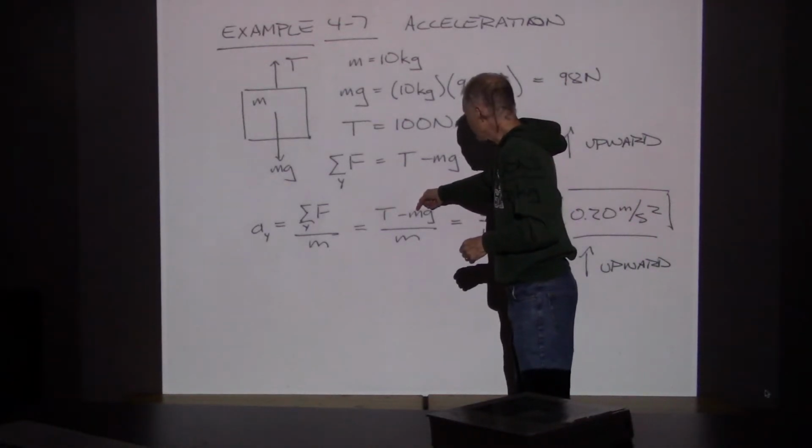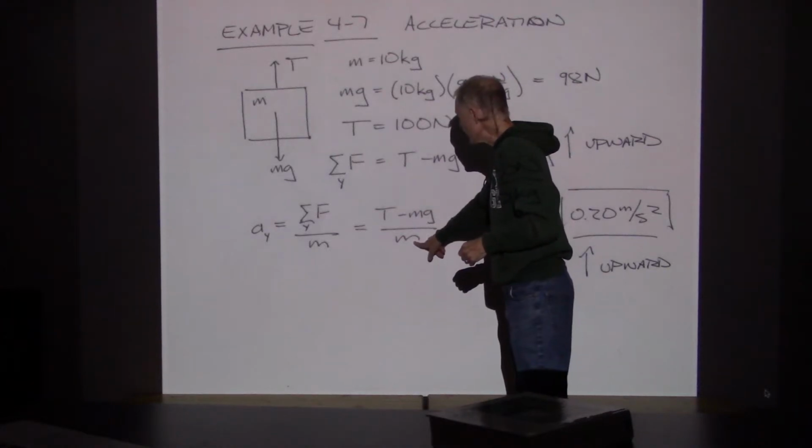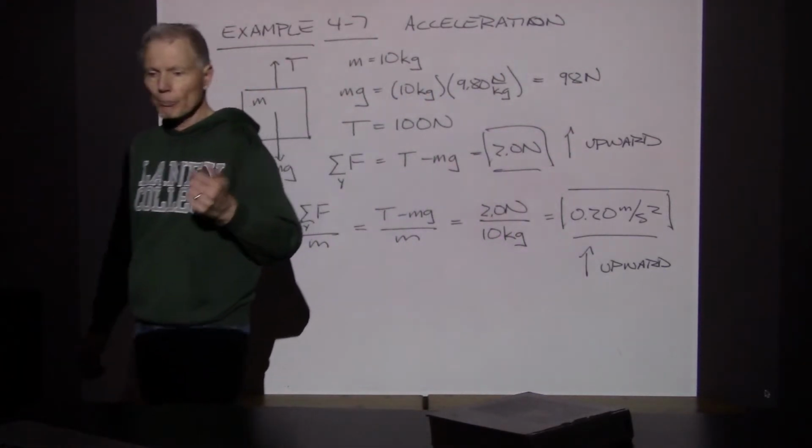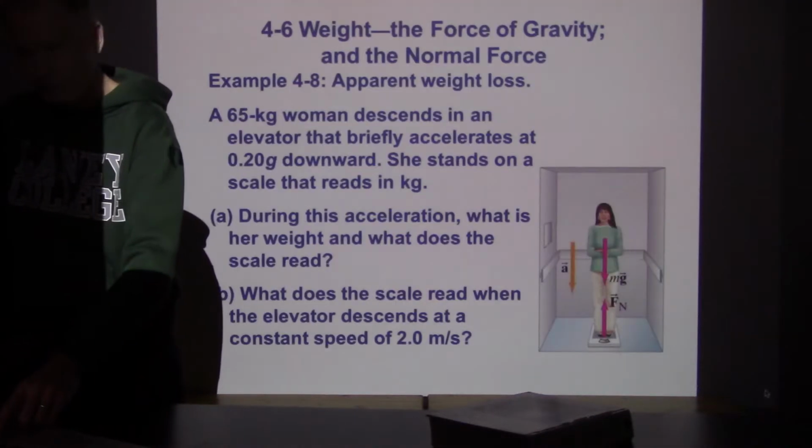This m is a gravitational effect. This m is the inertial effect. So they're both present in this example.